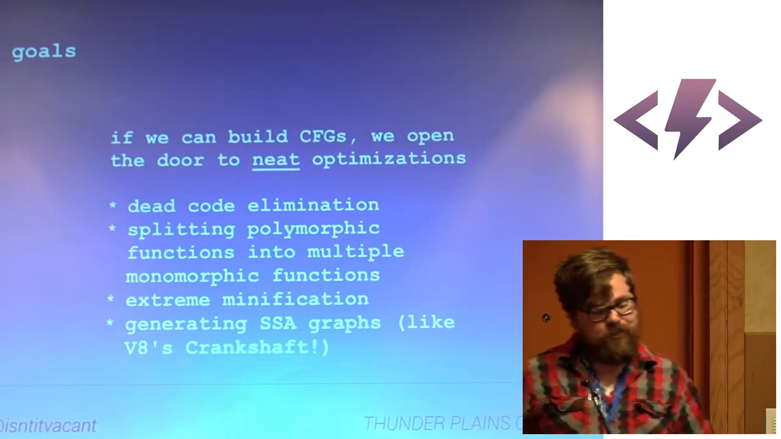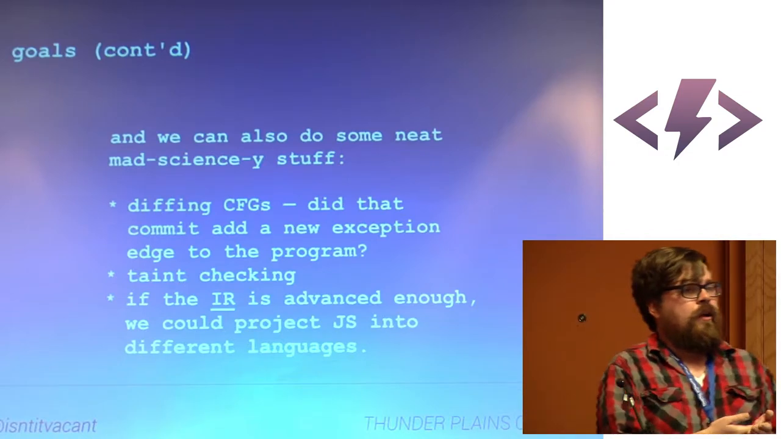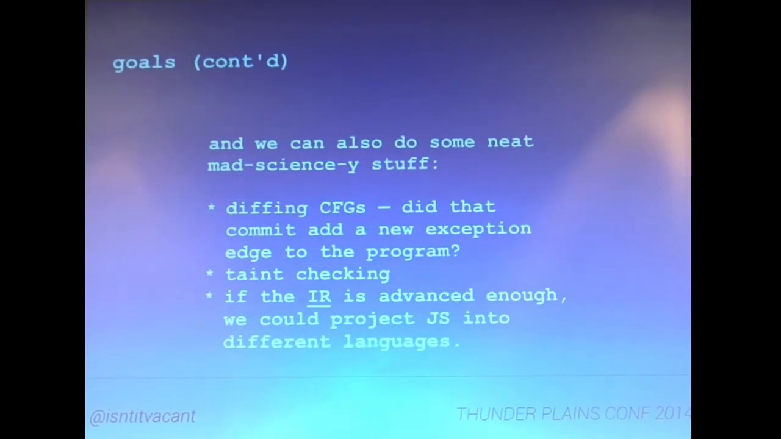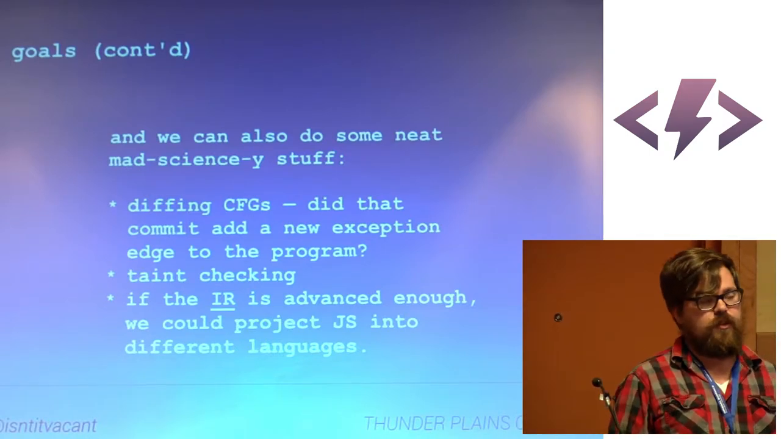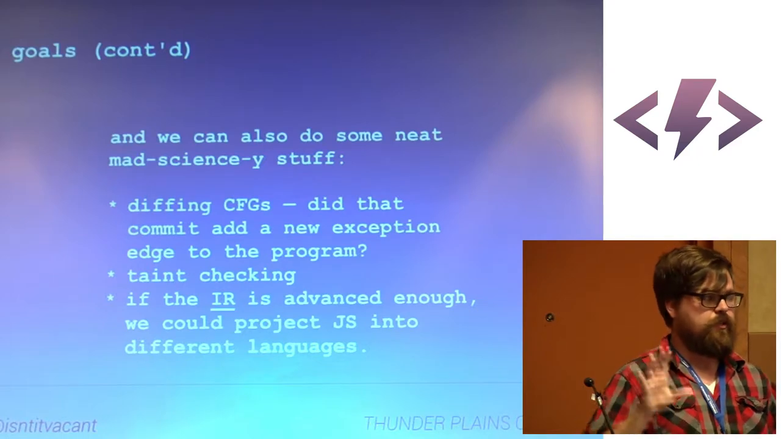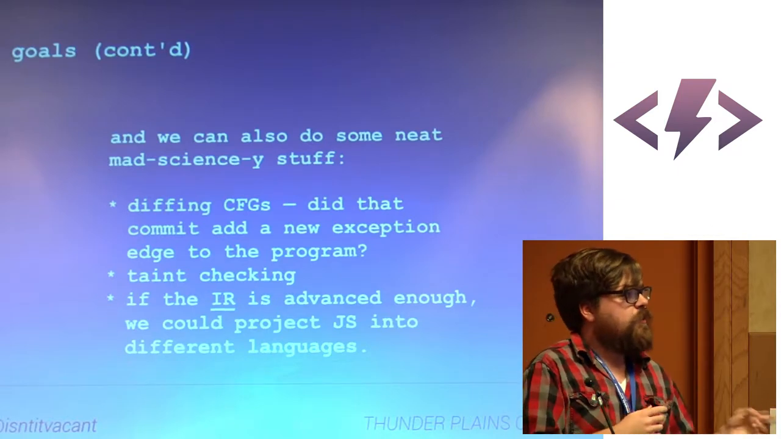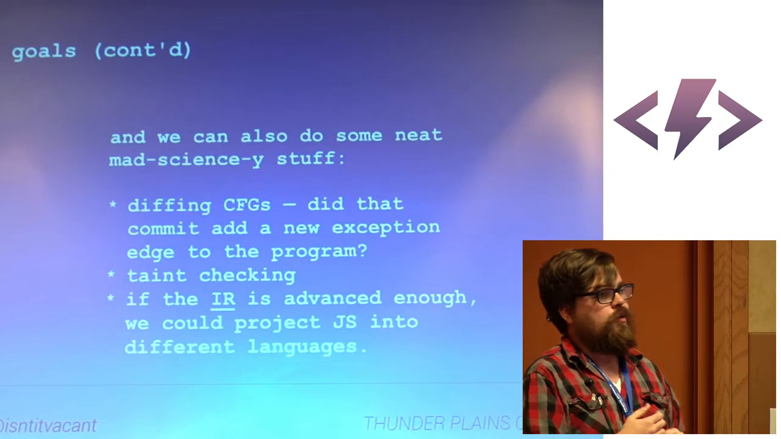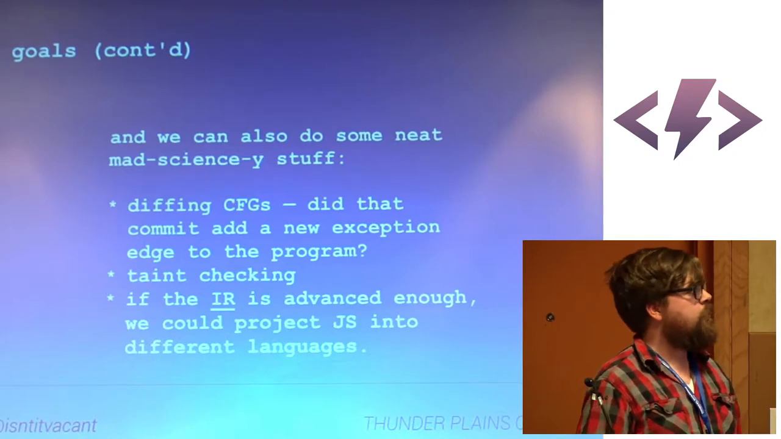Okay. We also do some sort of mad science-y stuff. And this is actually why I originally wanted this, the first point. I'm not sure if I'm alone in this, but if you've ever had to review big pull requests, there's a huge chunk of code, lots of green and lots of red. It's very hard, for me at least, to reason about what's actually changed without reading both and internalizing both versions of the function and mentally doing the diff. Small changes are easy, but big changes are hard. But with a control flow graph, you can actually differentiate: oh, you changed this function and now there's a new exception edge. Or, oh, you changed this function and now there's a new branch in it. It's very easy to visualize the difference between two functions this way.